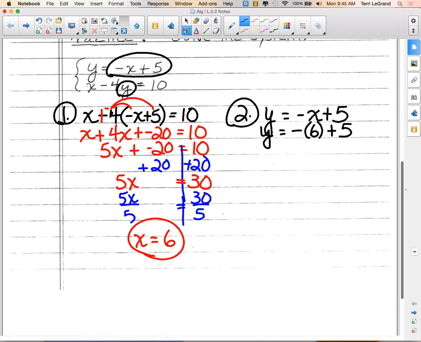So if that was a negative 6, we would be substituting in a negative 6 there. But it's a positive 6. So now we say, what is the opposite of 6? Negative 6. Negative 6 plus 5 is? Negative 1. We now have our y value.